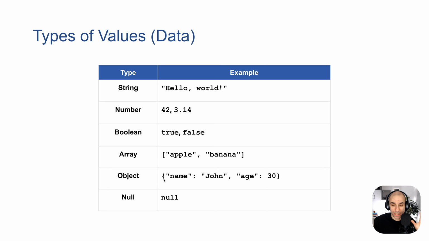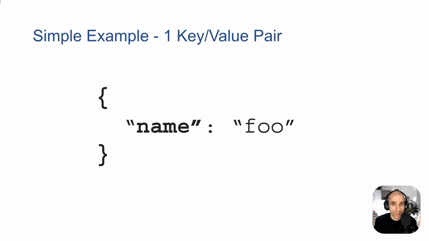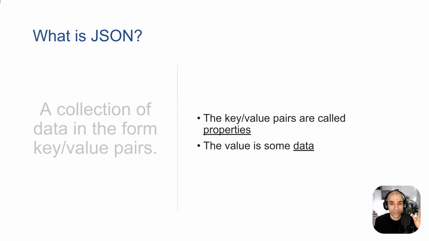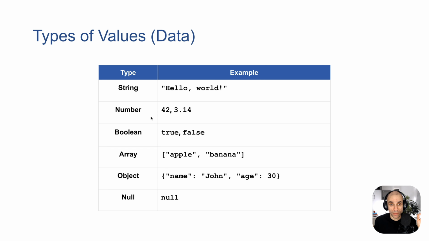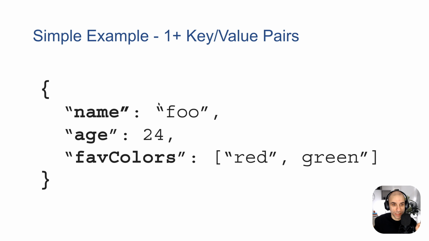So that's the other one, and then there's a few more, and we'll talk about that in a second. But to remember, left side is key, right side is value, which is data. Data can be of different types. It can be a string, number, Boolean, array, and a couple others. Okay, very good. So now, just to put this in perspective, this is another valid JSON.